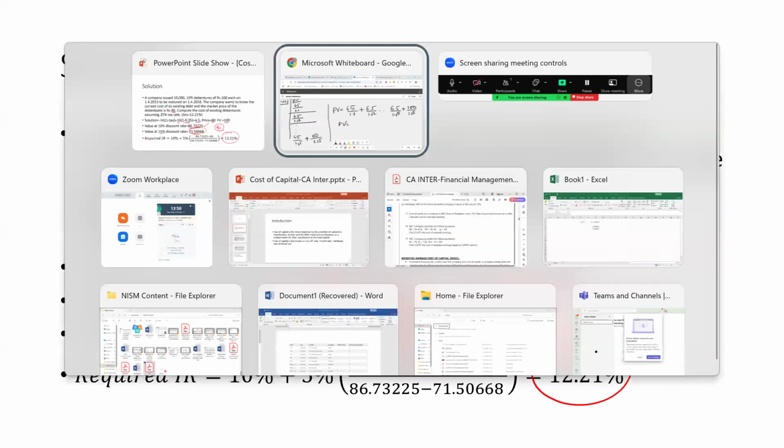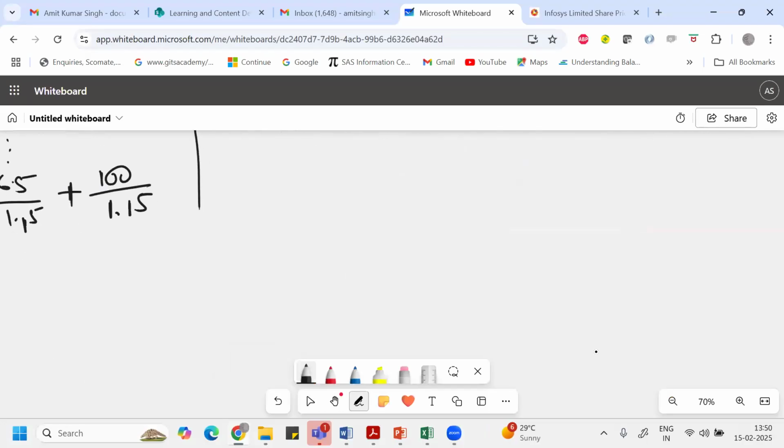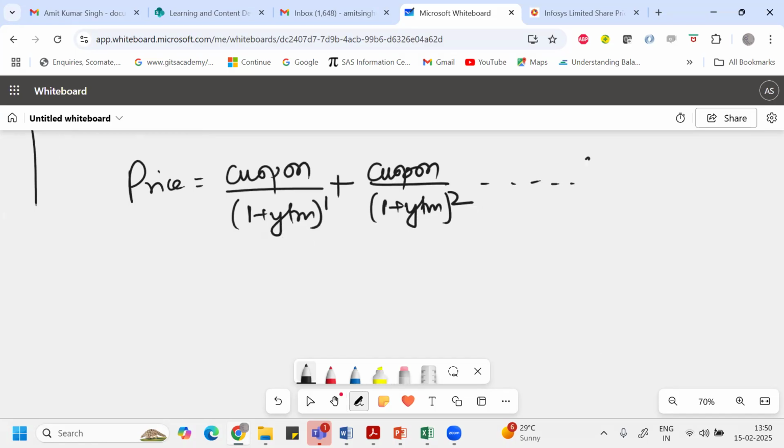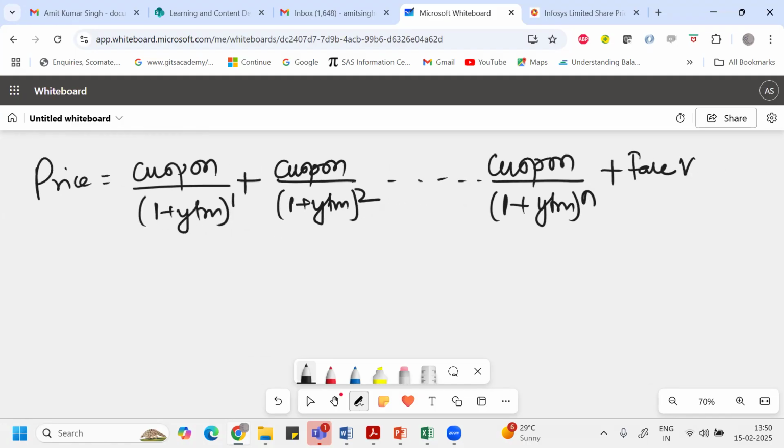Okay, so remember this. The price is equal to the coupon divided by 1 plus yield till maturity for year 1, plus the coupon, which is constant, divided by 1 plus yield till maturity squared for year 2, like this till the end of the life of the debt instrument. Coupon divided by 1 plus yield till maturity to the power n, plus the face value of the debt instrument, divided by 1 plus yield till maturity to the power n.